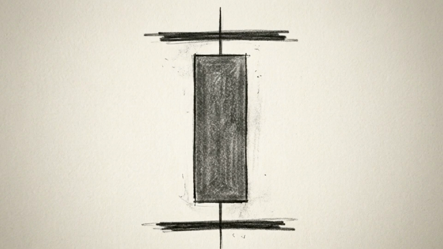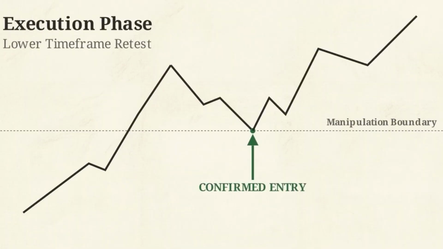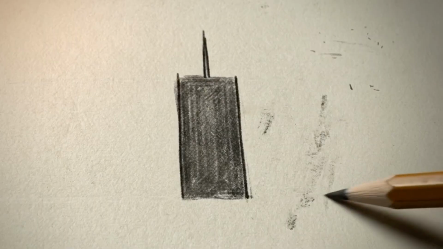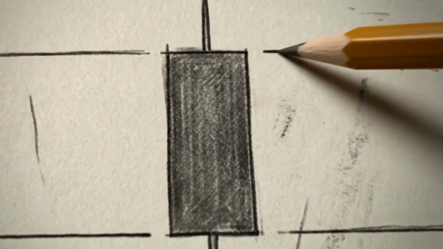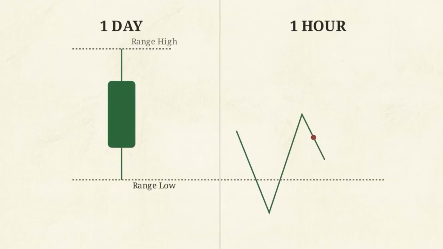Map the daily range, wait for the institutional trap to form the manipulation candle, enter only on the lower timeframe retest, and scale your target based on the overarching trend. Open your charts today. Pick any daily timeframe asset and locate one manipulation candle from the past week. Draw the boundaries and drop to the 1-hour chart to trace the retest.